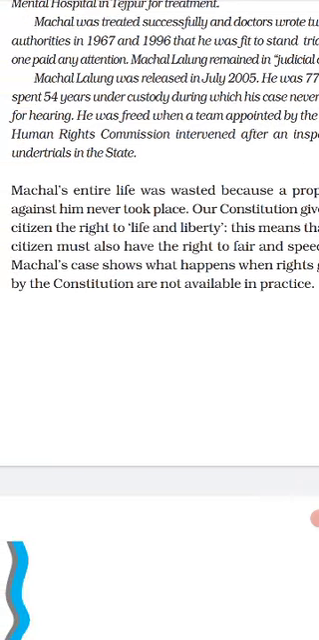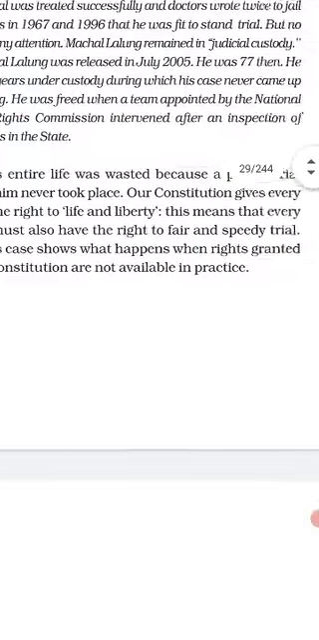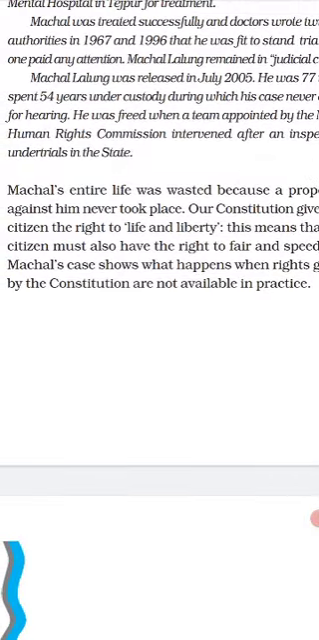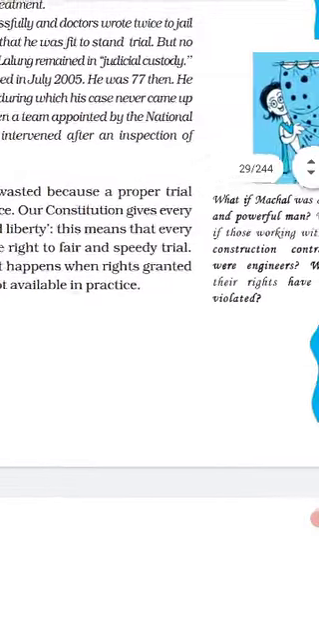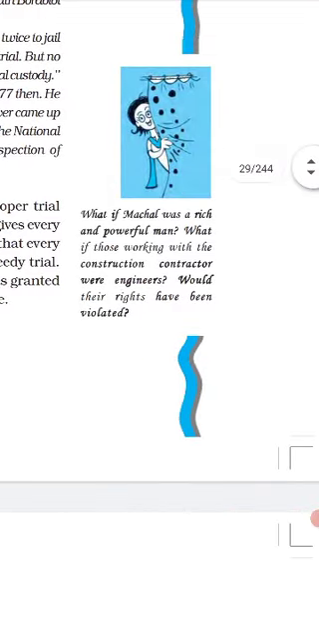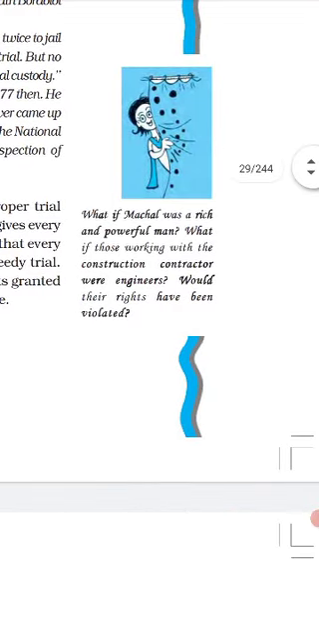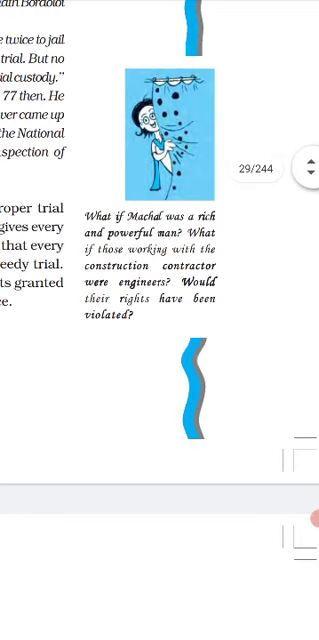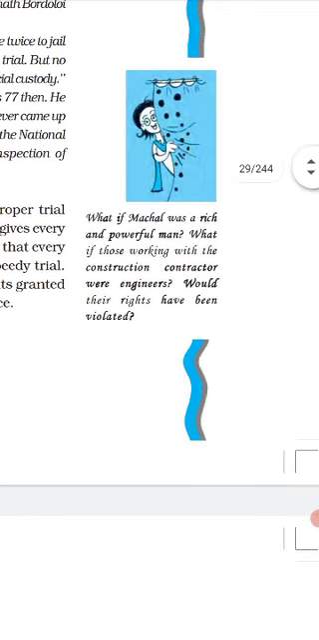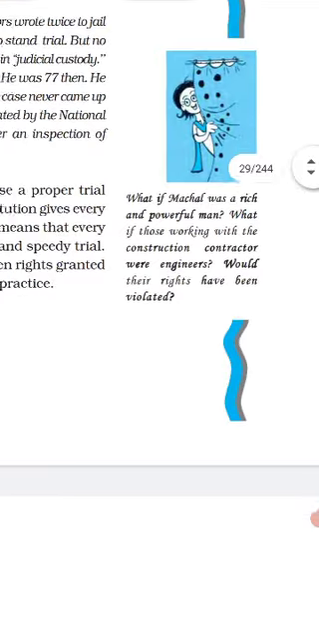Machal's case shows what happens when rights granted by the Constitution are not available in practice. Now let's see, what if Machal was a rich and powerful man? वो तो गरीब था इसलिए सुनवाई नहीं हुई, लेकिन अगर वो अमीर और पावरफुल होता तो? What if those working with the construction contractor were engineers? वो तो वर्कर्स थे, अगर वो इंजीनियर होते तो would their rights have been violated? No, their rights would not have been violated.